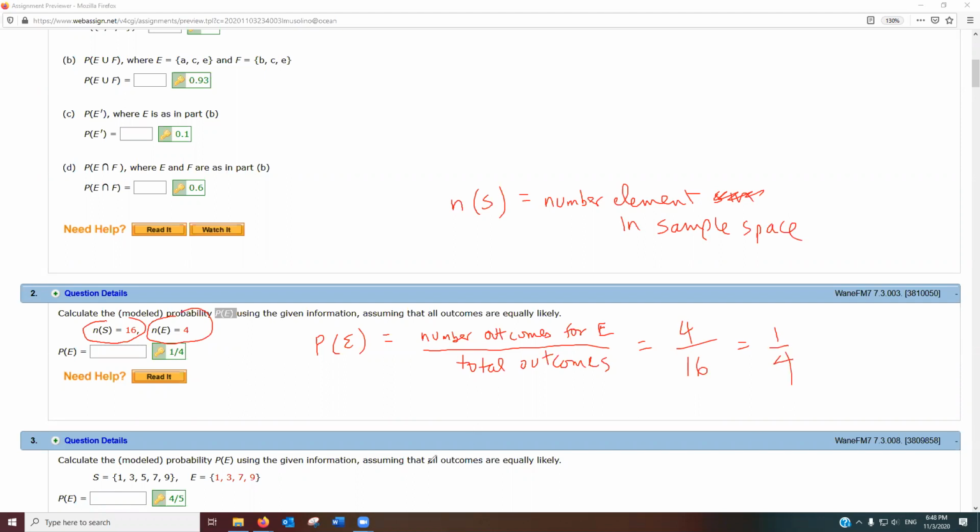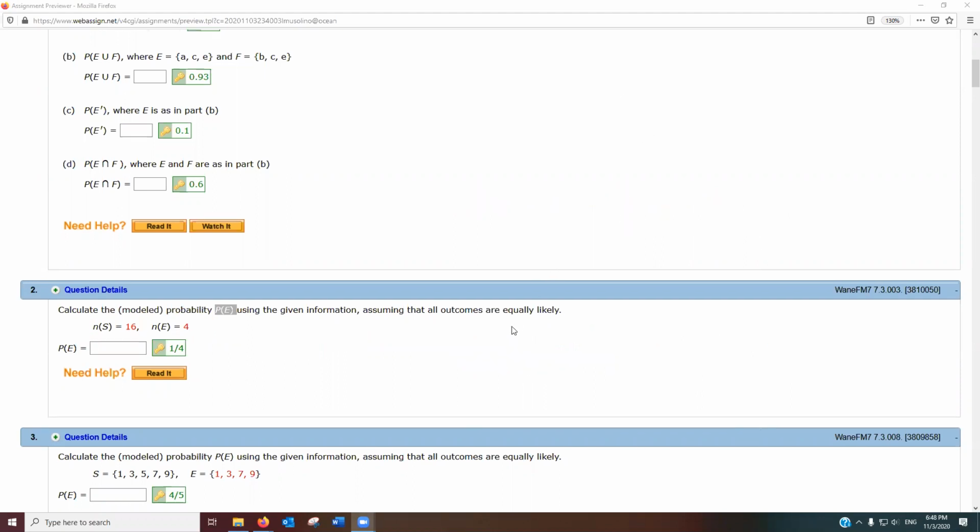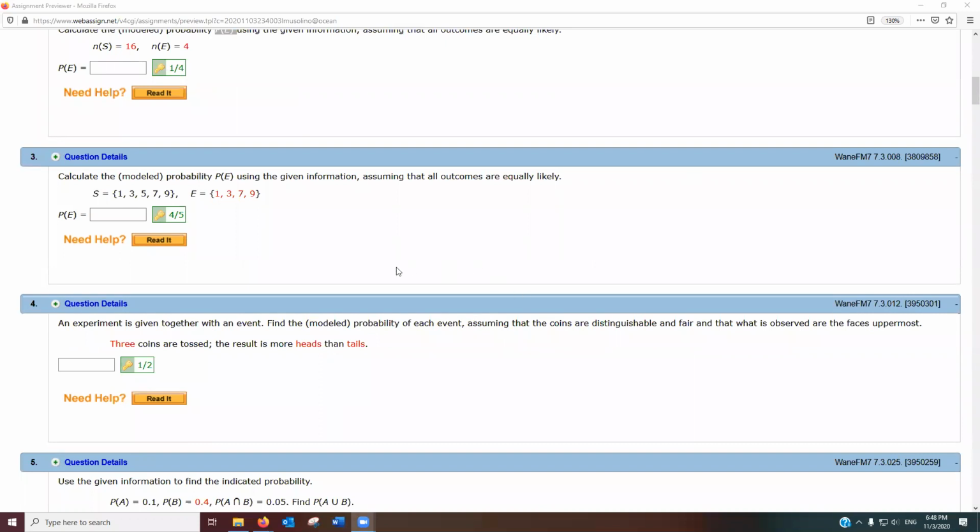All right, let's go down to number 3. Number 3 is really the same idea. We're going to use the same formula. Number 3 says, what is the probability of E? Well, I'm going to take the number of outcomes for E. That looks like there's 4 of them. Divided by the total number of outcomes in the sample space, it looks like there's 5 of them. So that's the answer here, 4 over 5.